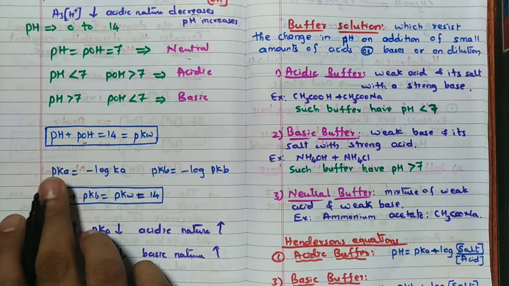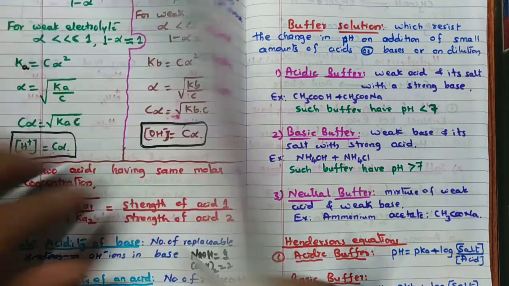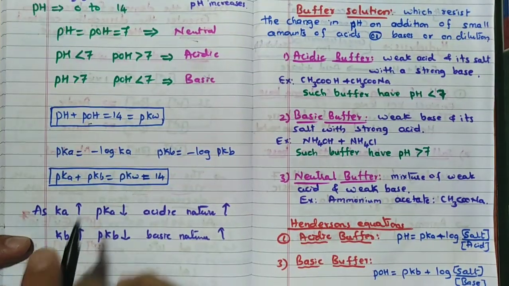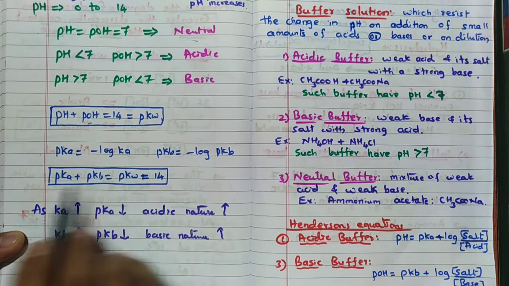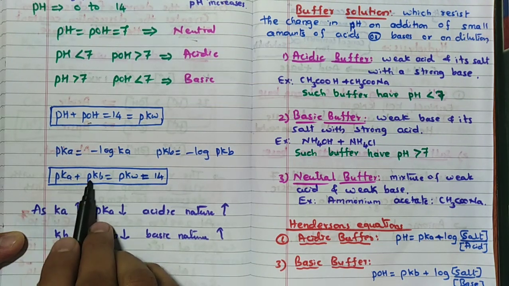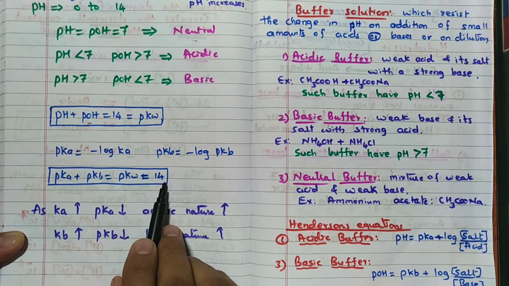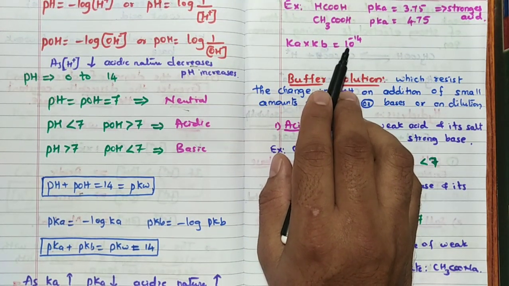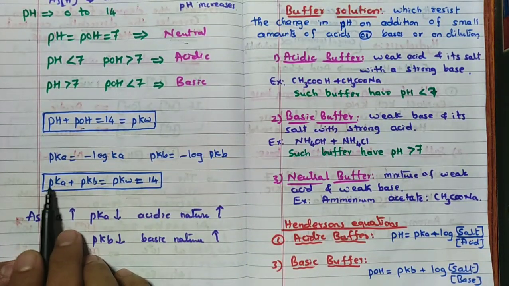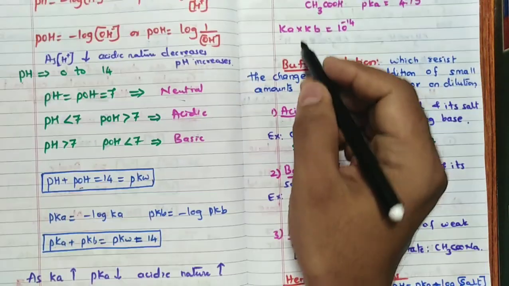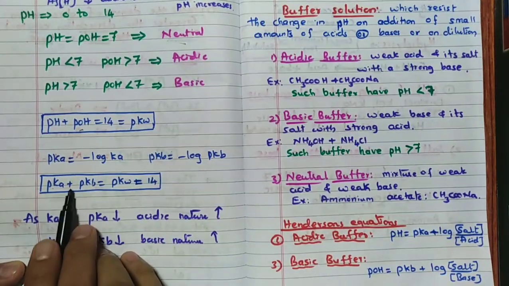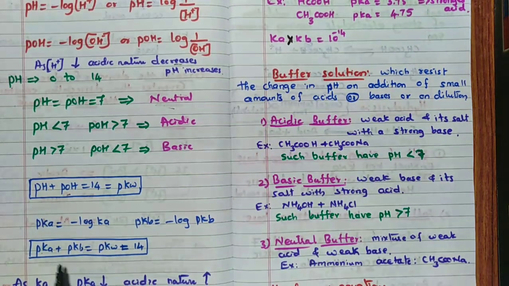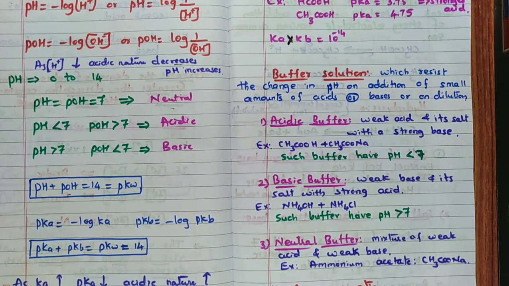Like pKw and pH, for Ka and Kb also we can give pKa and pKb. It's very simple: minus log of Ka, minus log of Kb. And remember this formula also: when we add pKa plus pKb you have to get 14 in total, because Ka into Kb is equal to 10 to the power minus 14. Here it is multiplication, and here it is plus. So when it is into, apply minus log on both sides and you will get the same: pKa plus pKb is equal to pKw.